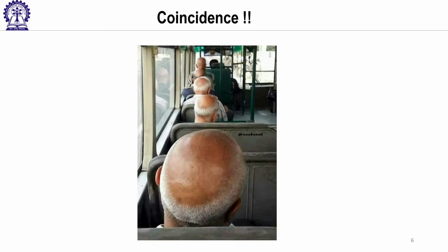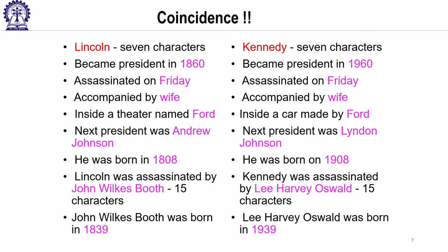Now, coincidence. What is coincidence? This picture will tell you coincidence. So it's possible, right? Somebody may tell 36.9 degrees. What is coincidence? It's possible, right? And I was reading one book by our famous Satyajit Ray, and there I found this coincidence. Okay, so quickly go through.